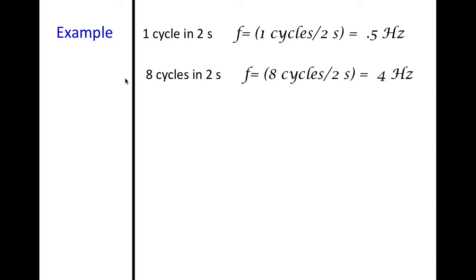Another example is if I had 8 cycles, 8 back and forth motions in 2 seconds. That would give me 4 hertz, which means that I have 4 back and forth motions, 4 full cycles in every second. And we can tell that the higher the number, the higher amount of motion, how many cycles I have per second. So 4 hertz is much higher than half a hertz.